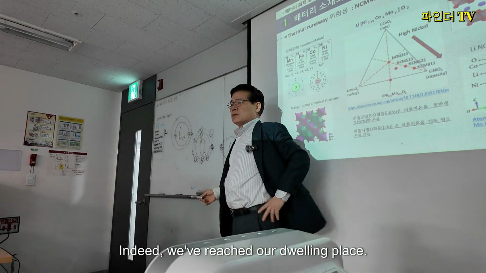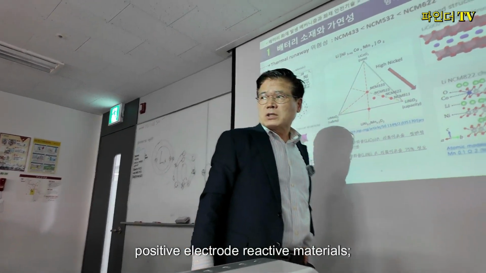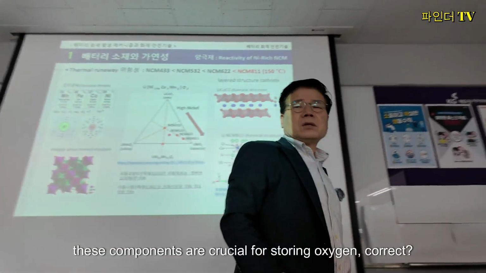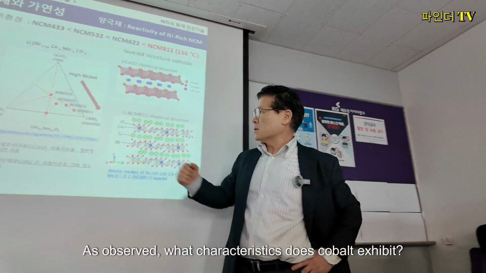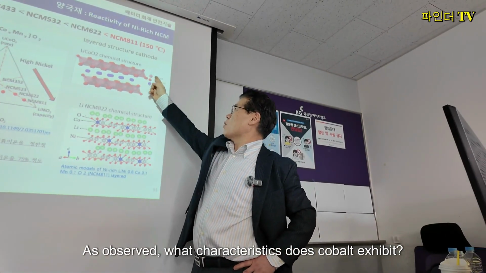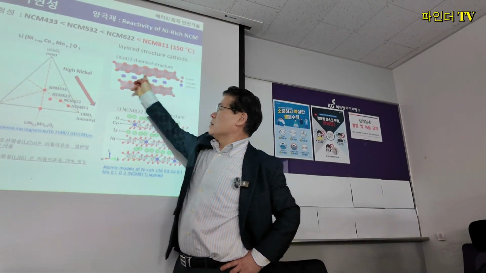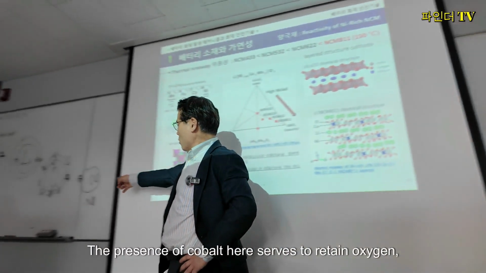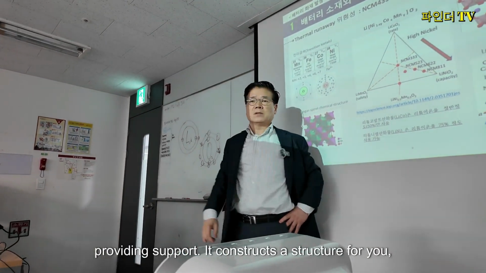Indeed, we've reached the active materials, the positive electrode reactive materials. These components are crucial for storing oxygen, correct? As observed, what characteristics does cobalt exhibit? This is cobalt. The presence of cobalt here serves to retain oxygen, providing support. It constructs a structure for you, isn't that right?